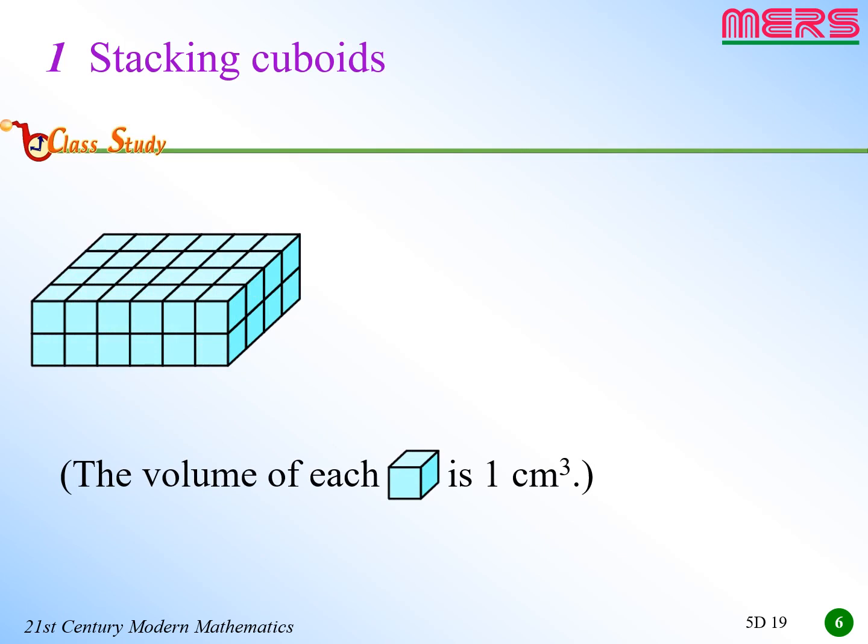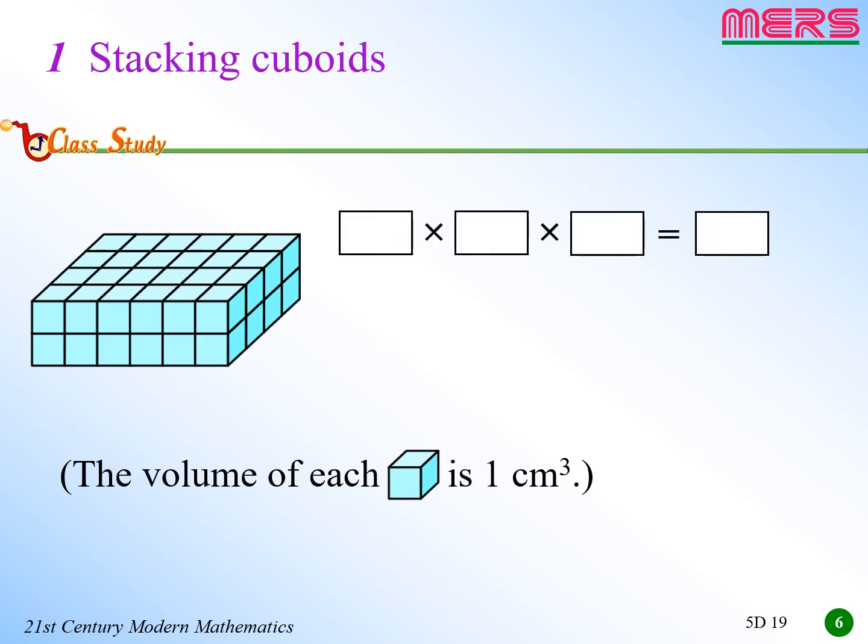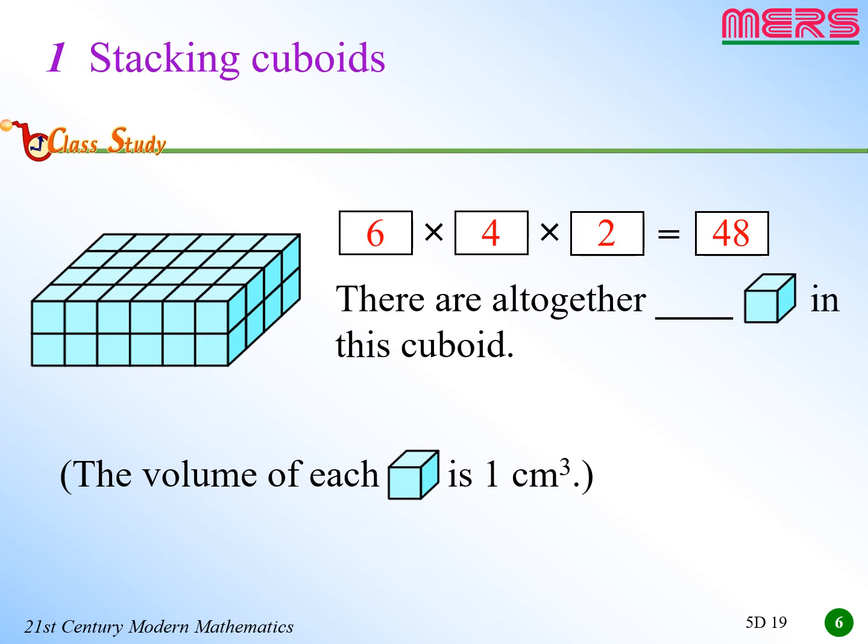Let's do the class study together. Take a look at the blue cuboid here. The volume of each cube is 1 cubic centimeter. The measurement of the first layer is 6 times 4. But there are 2 layers. Therefore, altogether the number of cubes used is 6 times 4 times 2, which equals 48. There are altogether 48 cubes in the cuboid. So its volume is 48 cubic centimeters.